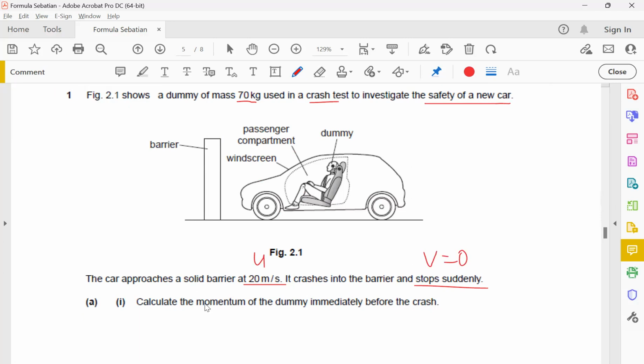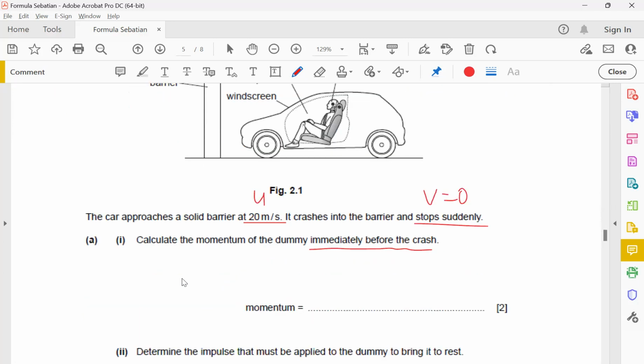Good. Calculate the momentum of the dummy immediately before the crash. What's the formula for momentum? Mass times velocity, bro. Remember the elephant story or not? It's mass times velocity, right?